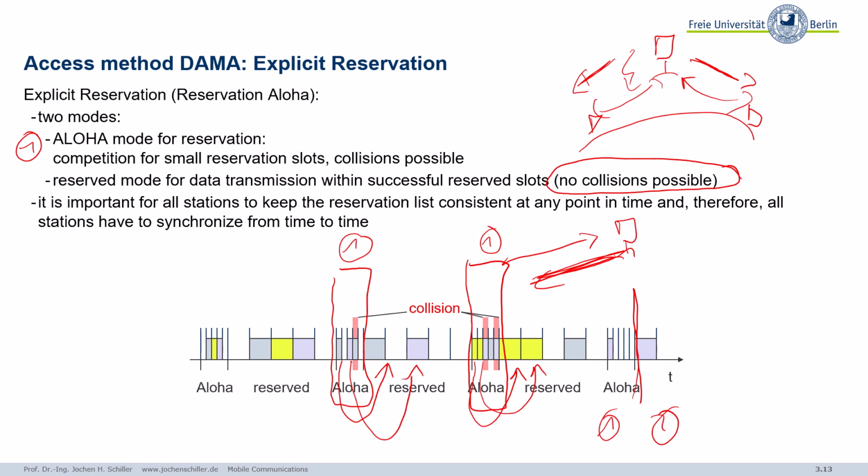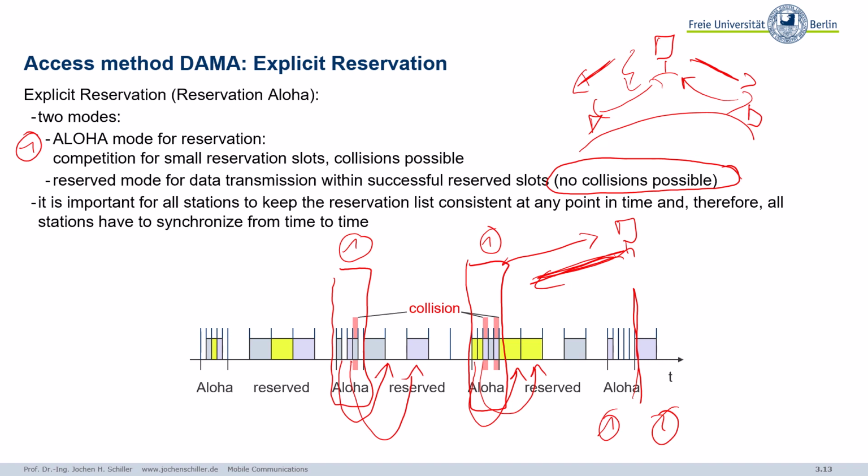It's important that all stations are consistent in the list of reservations at any point in time. They all have to be synchronized, but synchronization can be done from the satellite down to all the ground stations. So there's no coordination between the ground stations, no cable between the ground stations. Okay, if we had a cable, why use the satellite? So that's an explicit reservation. In one phase, you make a reservation for a future frame explicitly. That's one thing.